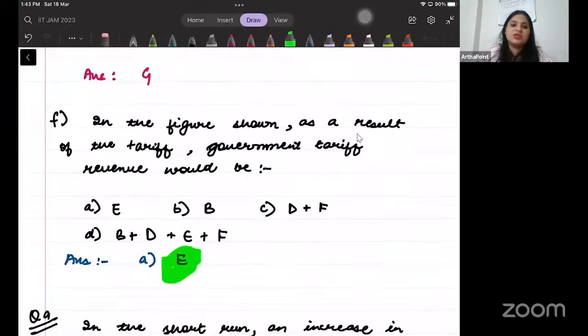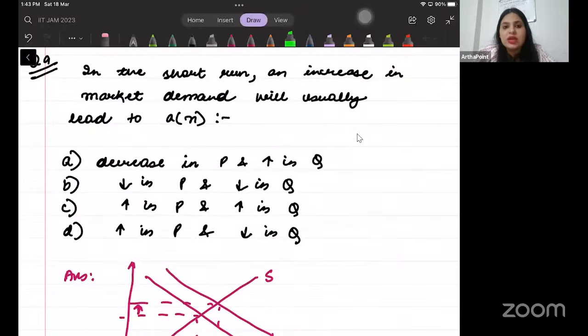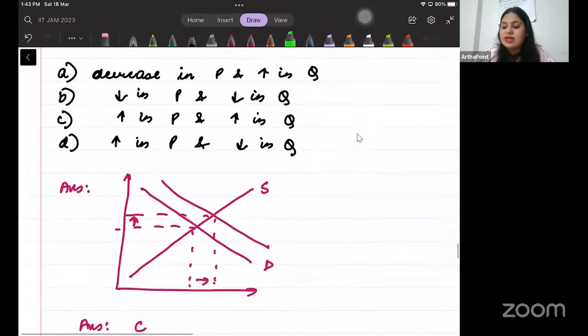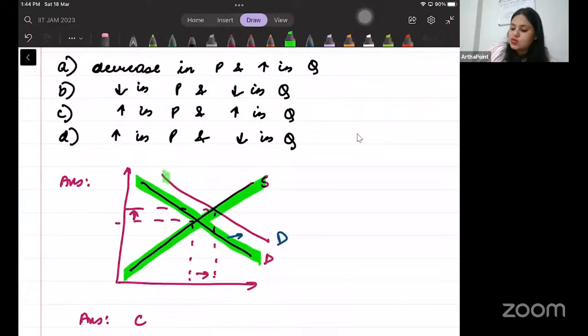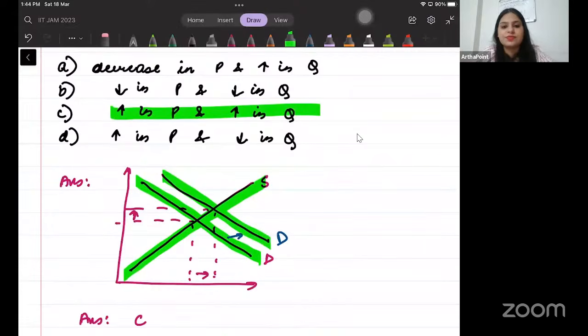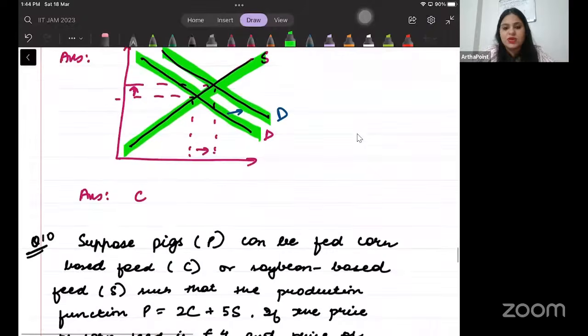Okay, come to the next question. In the short run, increase in market demand will usually lead to... this is a very simple question actually. It is just saying that this is your supply curve, demand curve, and there is an increase in demand. So it shifts to the right. The price will increase and quantity will also increase. So the answer is this. Come to the next one.